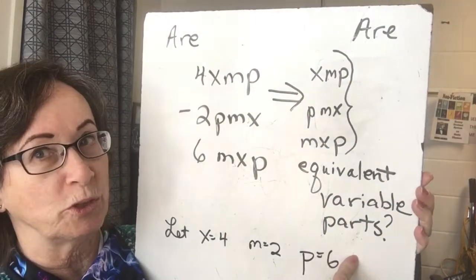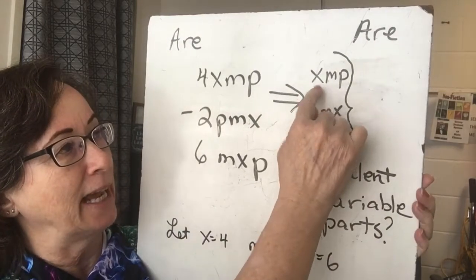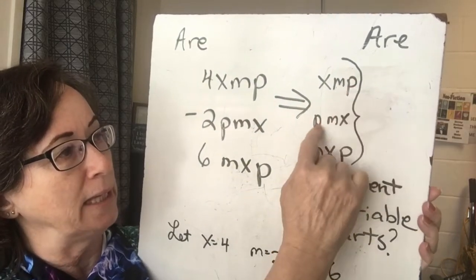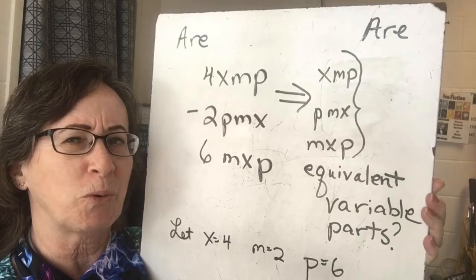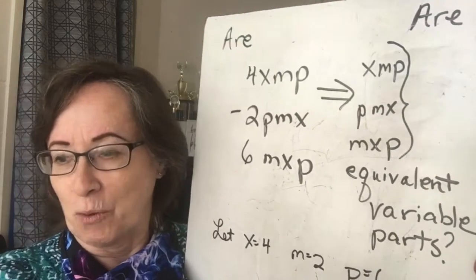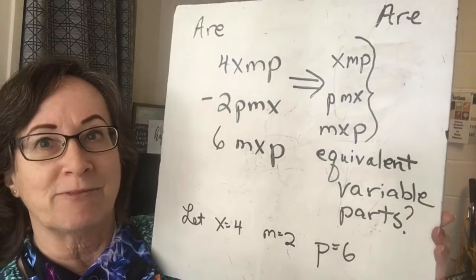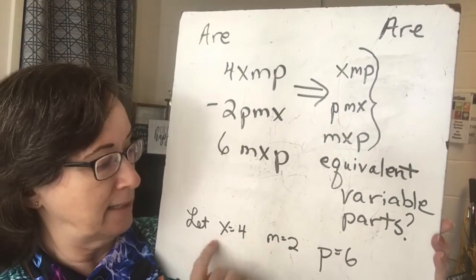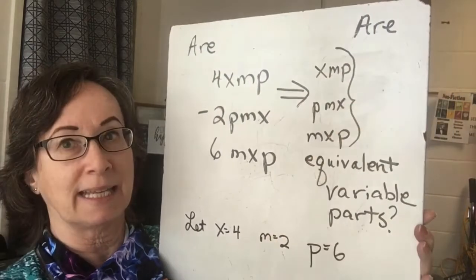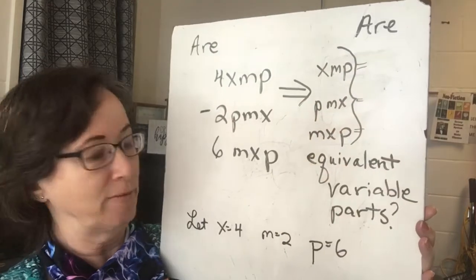In order to check, first of all, let's just eyeball them. Do we have an x in each one? Do we have an m in each one? Do we have a p in each one? Okay, does order matter when we multiply? It doesn't. But we're going to check it by making up some values: x is 4, m is 2, and p is 6. And we're going to substitute into each one of these to see if we get, indeed, the same value.